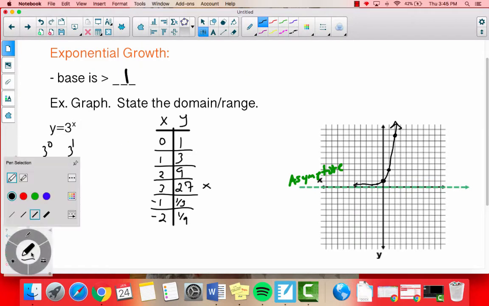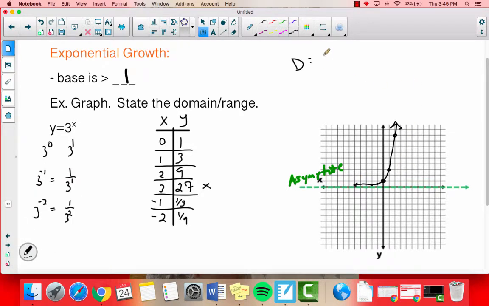Remember, domain is the x's. So if I look at my x values here, it goes to the left forever and it goes to the right forever. So my domain is actually going to be all real numbers. And remember, you can write it out that way, or you might see it written this way. Or you could write it from negative infinity to positive infinity. Either of those would work.